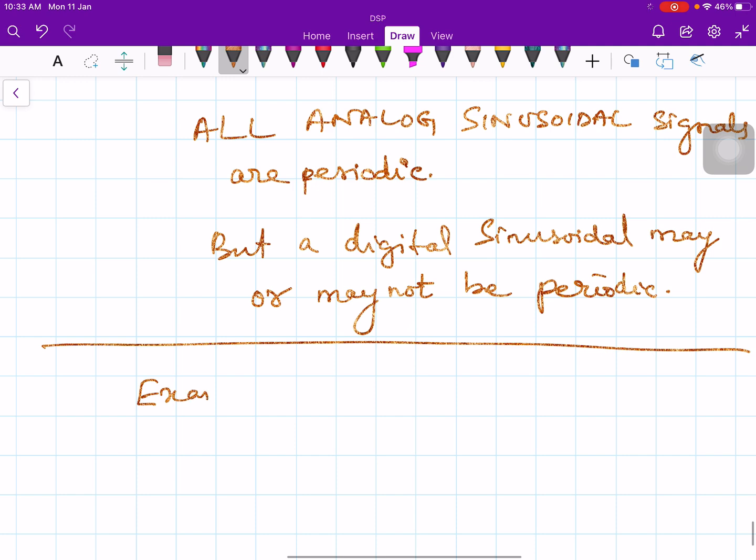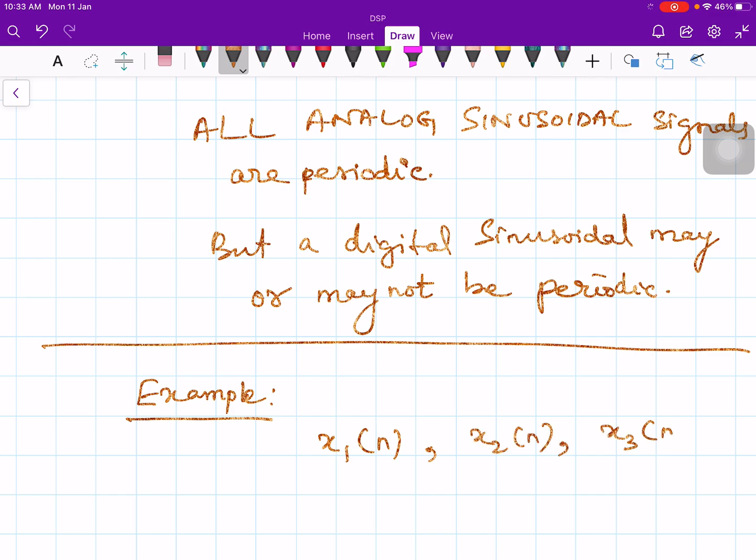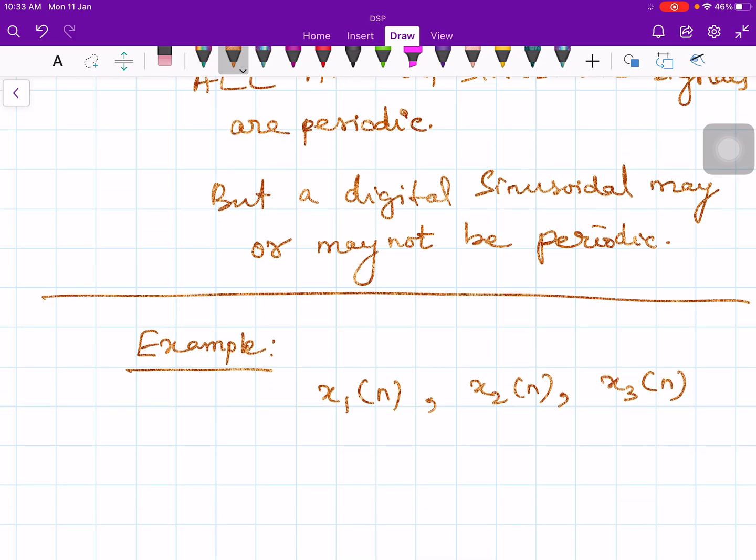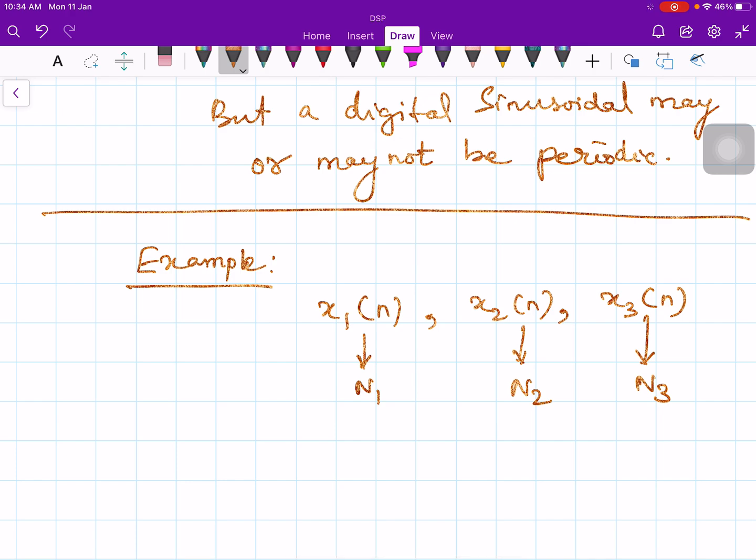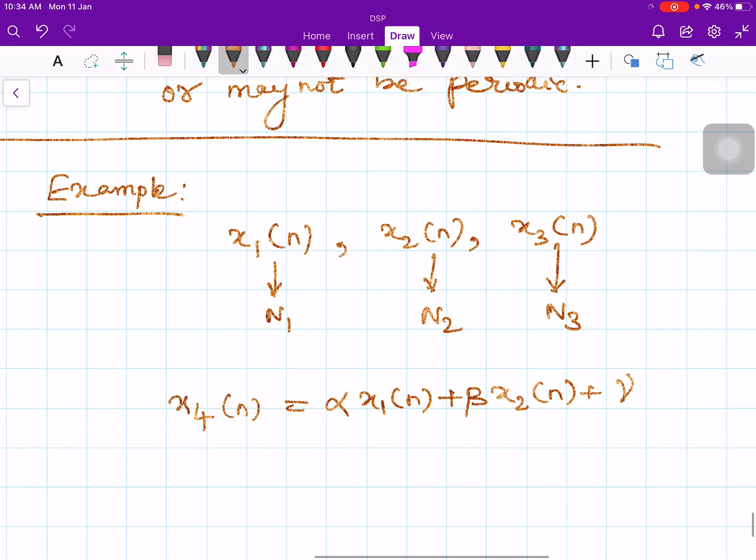Next, let me take one example. Suppose I have three signals, x suffix 1 of n, x suffix 2 of n, x suffix 3 of n. Suppose the first is periodic with period n1, the second is periodic with period n2, and the third is periodic with period n3. Now I am going to construct a signal, let me call it x4 of n, as a linear combination of these three signals: alpha times x1 of n plus beta times x2 of n plus gamma times x3 of n.